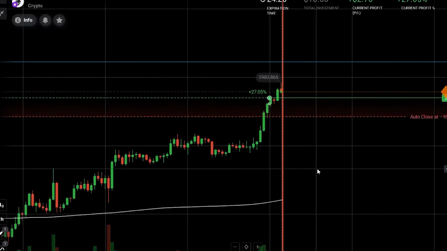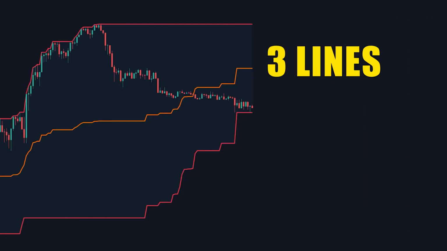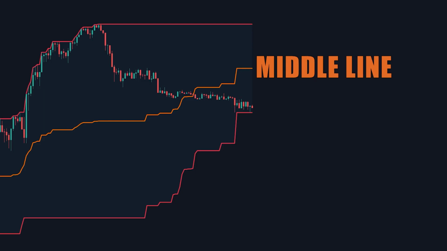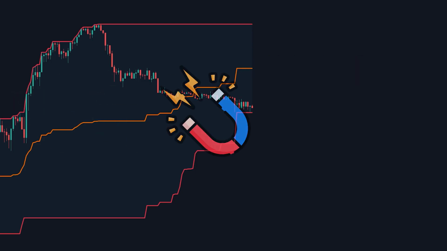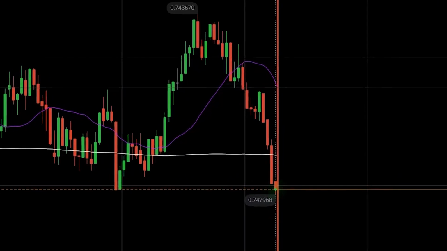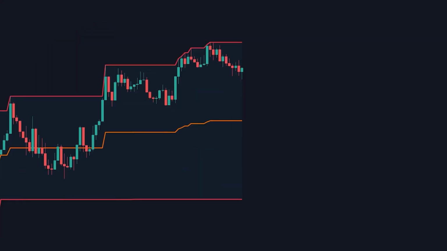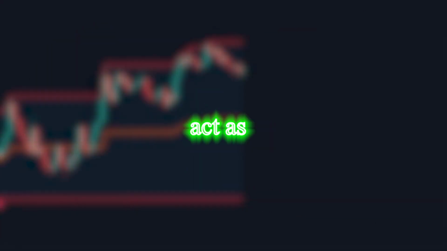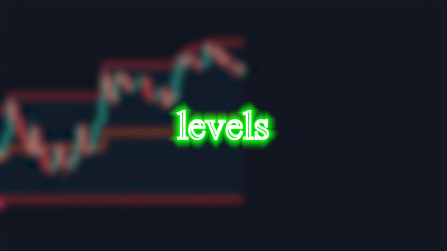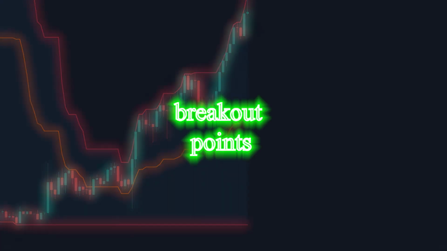Now, let's take a look at the Donchian channels indicator on its own. It comprises 3 lines. The middle line serves as a mean reversion point for the market, acting like a magnet that attracts the price. This line can also help gauge the momentum of the chart. If the price is above, it's bullish. If below, it's bearish. Moving on to the upper and lower bands, these act as great support and resistance levels. Often, the price will hit these bands and bounce back. The upper and lower bands can also serve as breakout points.